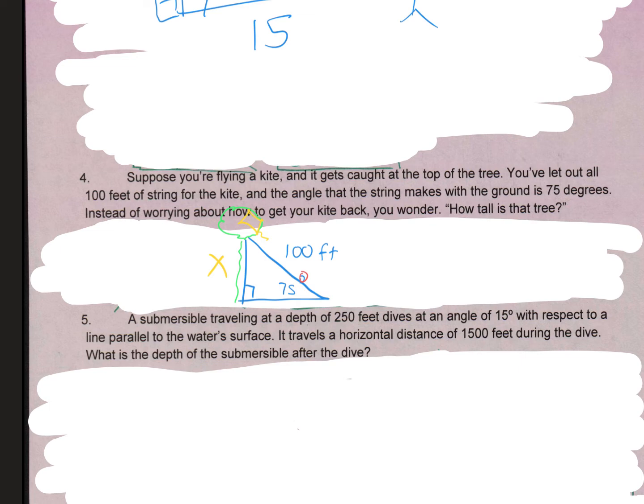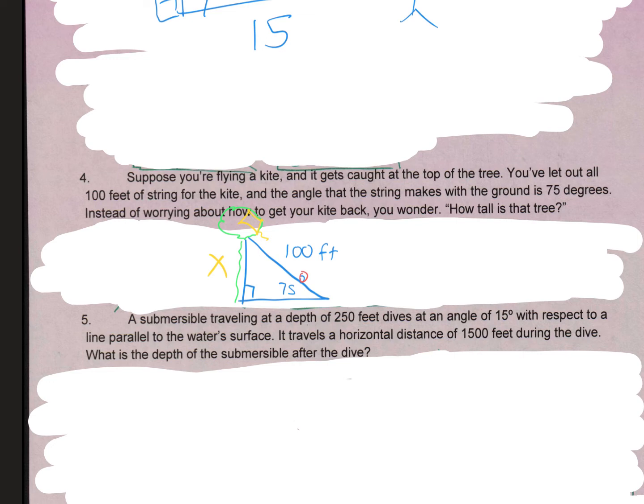All about semantics. Yes, ma'am. This is angle of elevation because it says the string makes an angle with the ground. Anything with the ground, good question. Anything, the angle made with the ground is always going to be the angle of elevation. The way that I draw my triangle, it's the bottom right corner. If you draw it the other way, it'd be the bottom left corner.